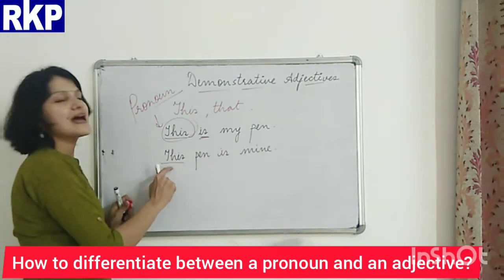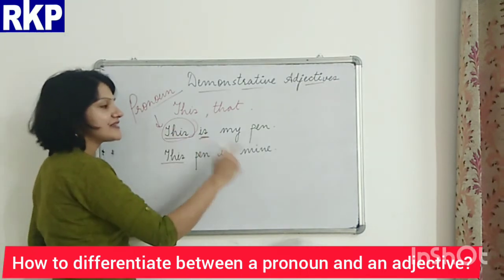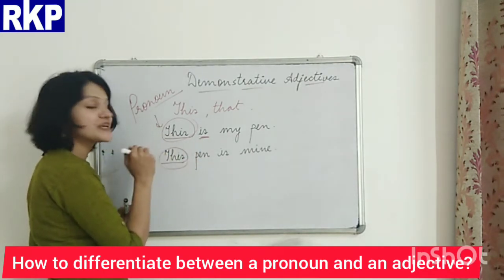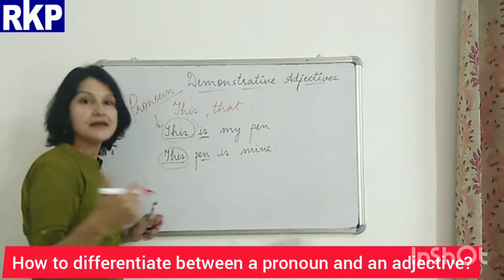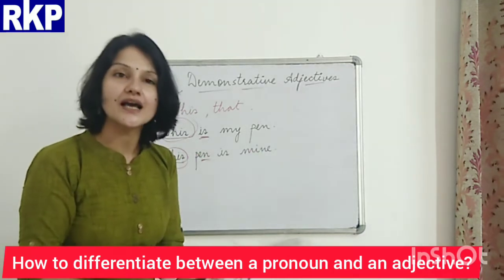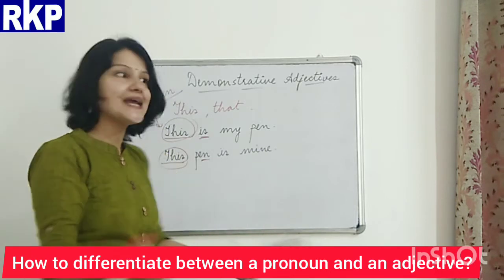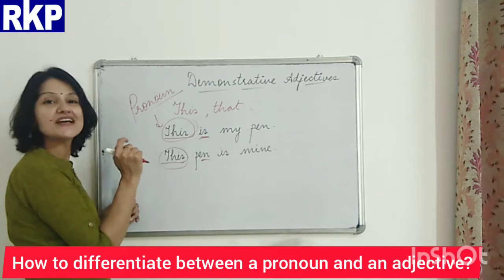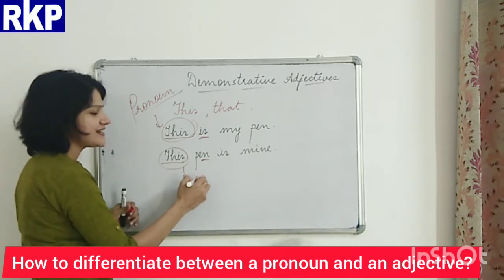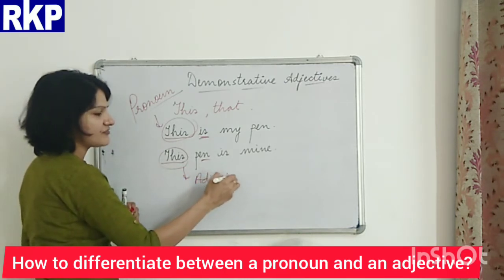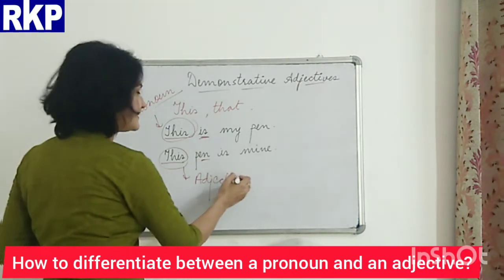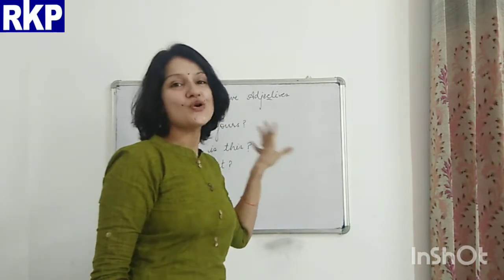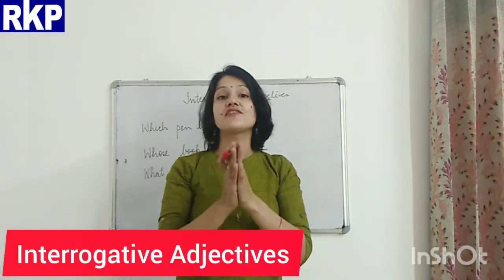And now let's have a look at this sentence. This pen is mine. Do we have a noun following this demonstrative word? Pen? Yes, pen is a thing. Thing is a noun, right? So we have a noun following the demonstrative word. That means it is an adjective. Is that clear? Wonderful. And next we are going to talk about interrogative adjectives.